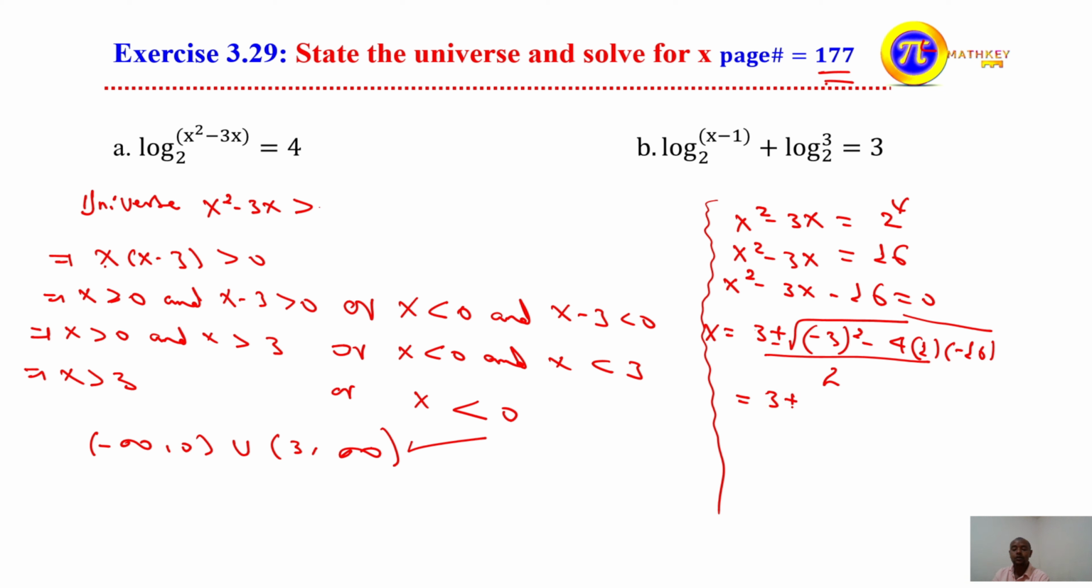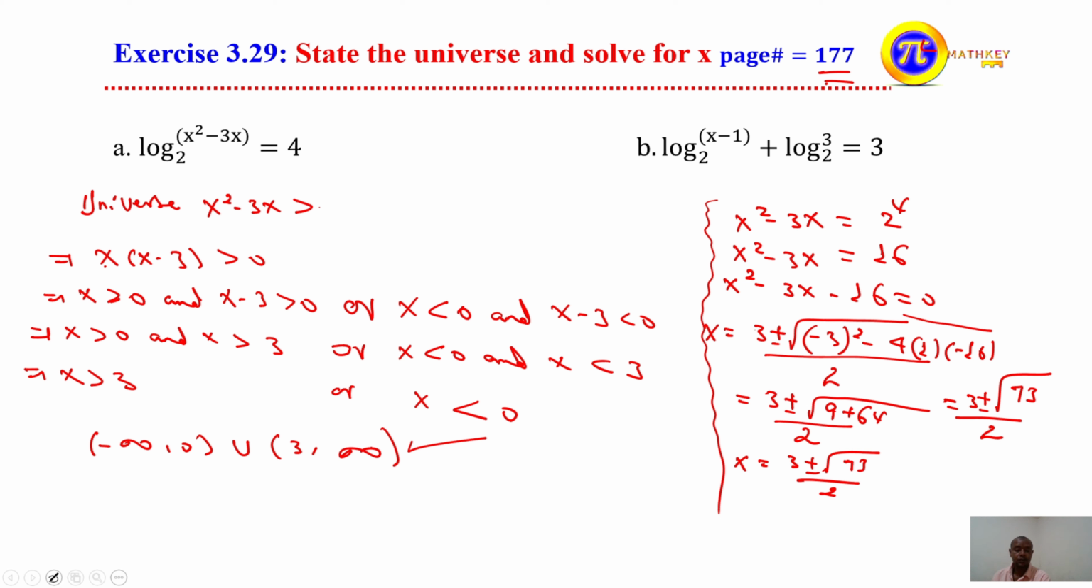Which is equal to 3 plus or minus the square root of negative 3 squared, that is 9, plus 4 times 16, that is 64, divided by 2. This equals 3 plus or minus the square root of 64 plus 9, that is 73, over 2. So the value for x is 3 plus or minus the square root of 73 divided by 2. We can't simplify this since 73 is not a perfect square.